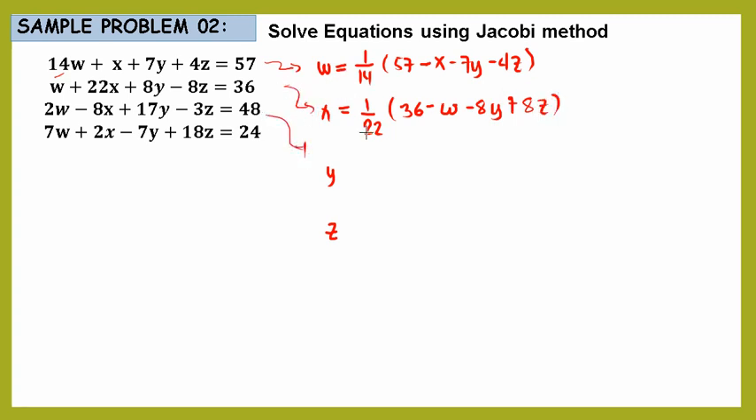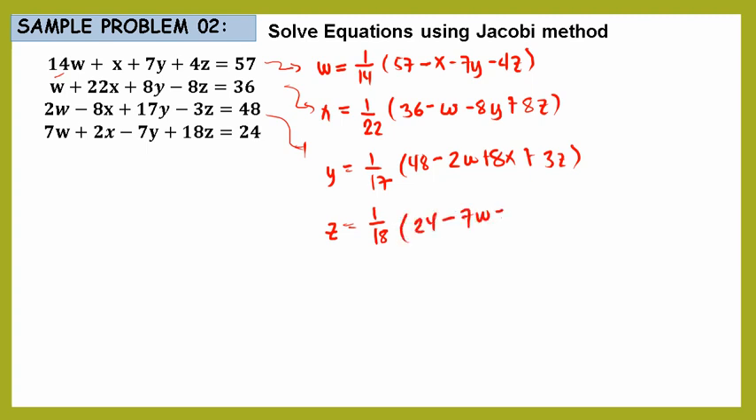And for our third, yung y naman natin, that is equal to 1 over 17 of 48 minus 2w plus 8x plus 3z. And our last equation for z variable, that is 1 over 18 of 24 minus 7w minus 2x plus 7y. Yan. Yan na yung magiging equations natin to solve our variables.